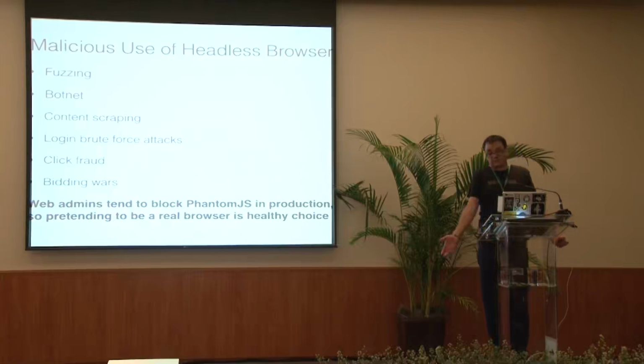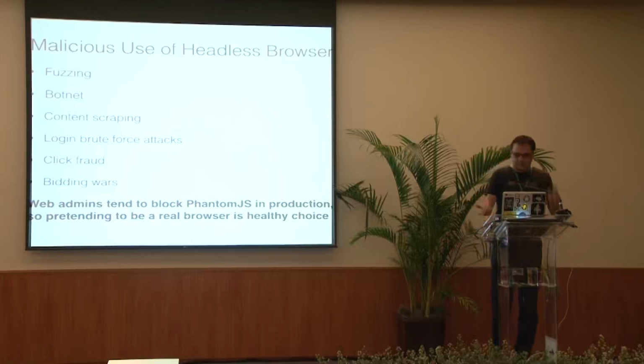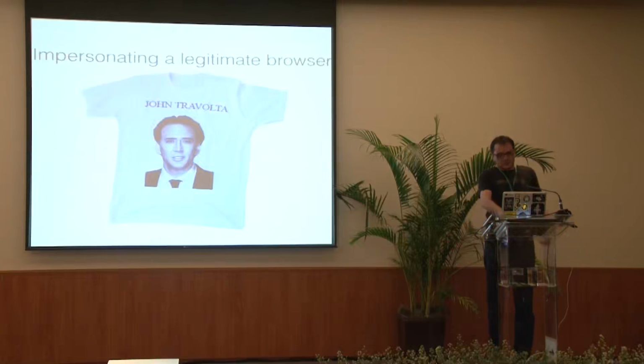And probably you want to do something to evade these blockings, and let's see what can be done. So yeah, impersonating. If you know that the website admin is blocking Phantom.js, the easiest thing to do is to pretend you are somebody else, like you are Chrome or Firefox or whatever. You don't really know who is visiting your website. Even if he says he's John Travolta, you don't know who it is, right?